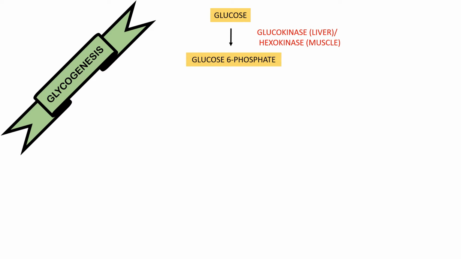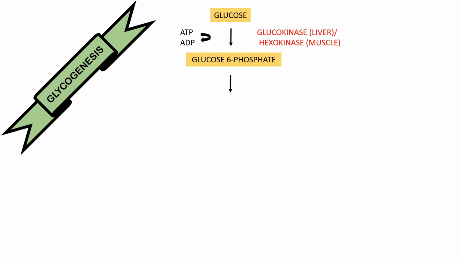These are the steps of glycogenesis. First of all, glucose in the presence of the enzyme glucokinase or hexokinase gets converted into glucose 6-phosphate. Here, one molecule of ATP gets converted into ADP, thus energy is required. If glucose is present in the liver, then the process is catalyzed by glucokinase. But if glucose is present in the muscle, then the process is catalyzed by hexokinase.